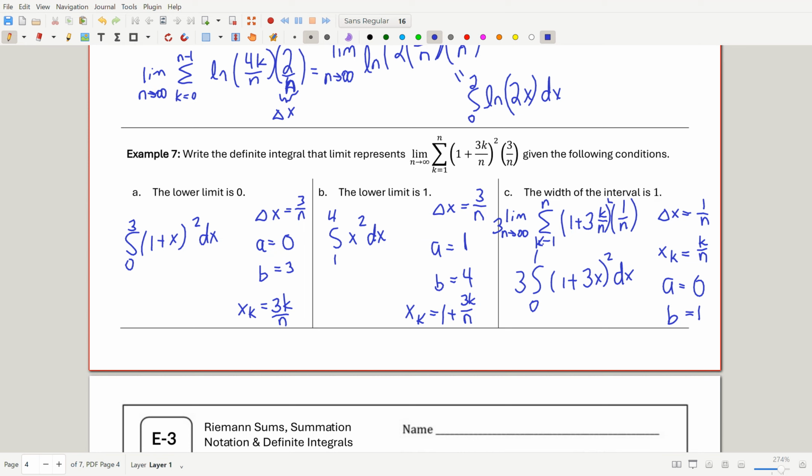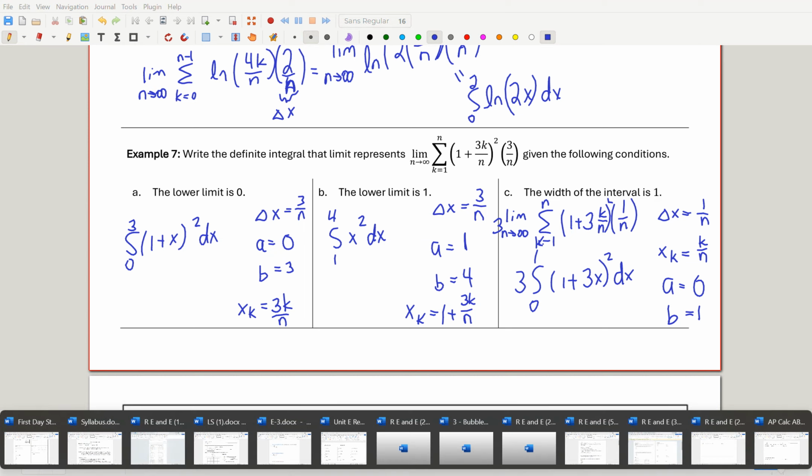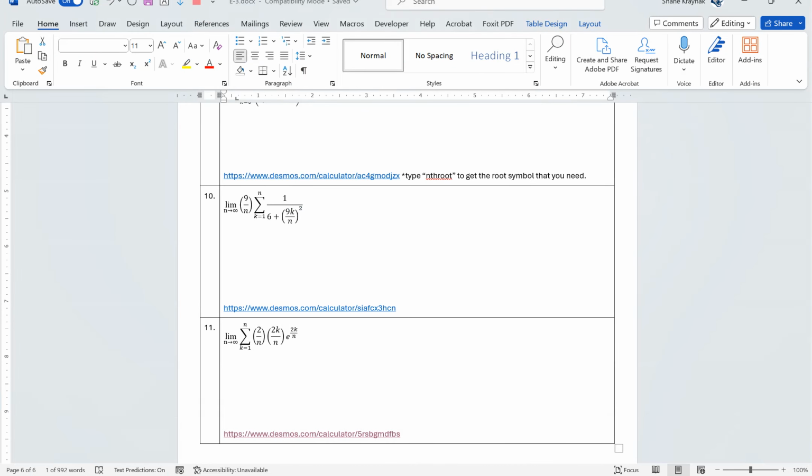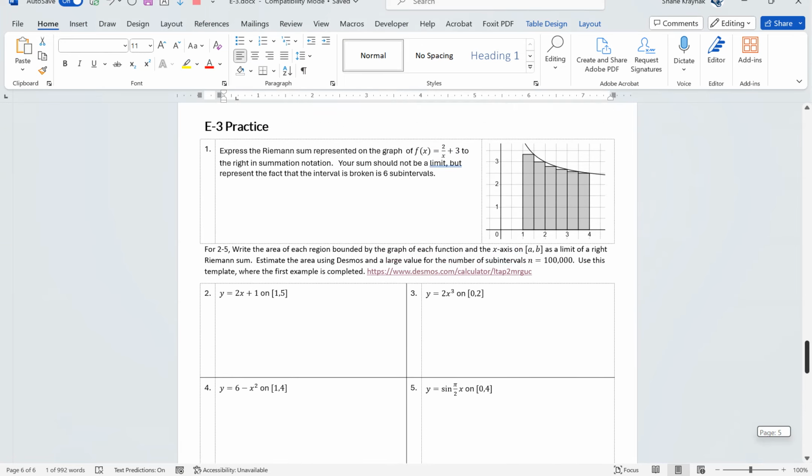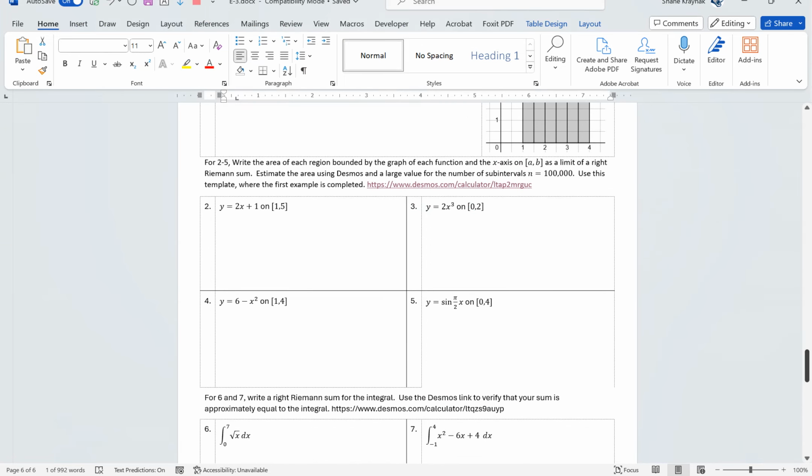But I do have it in Word form, so I can do that. E3, cool. All right. So there are some Desmos activities that go along with this that will let you check your answers. Show you how it works.